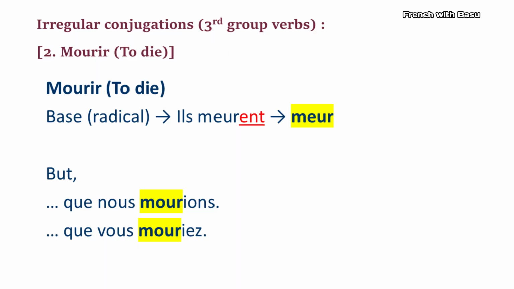And then, mourir, to die. This verb undergoes an internal vowel change in nous and vous radical, same as in présent de l'indicatif tense. Mourir, the base form, is formed by dropping the ent from third person plural, meur, which you can see with all the subjects except nous and vous. In nous and vous, the radical becomes mour. Que nous mourions, que vous mouriez.